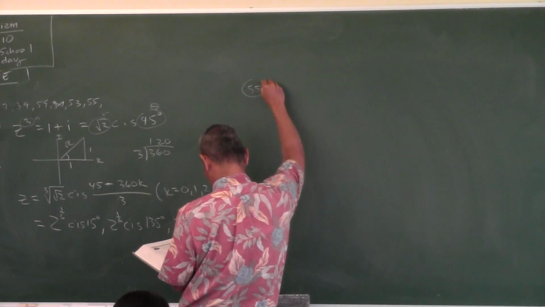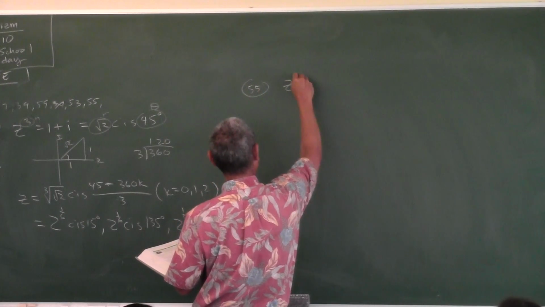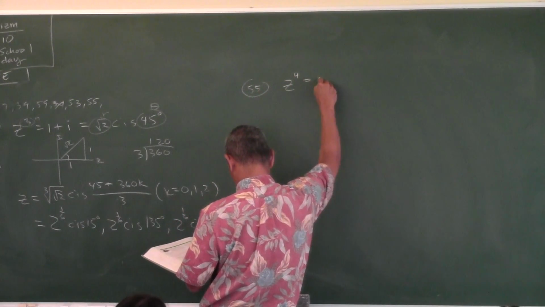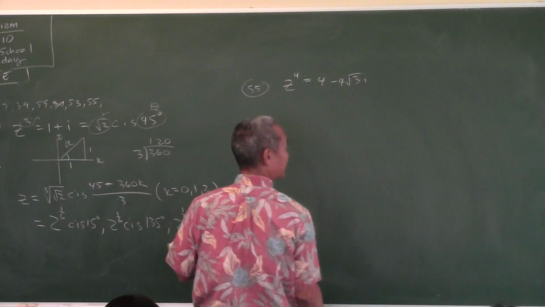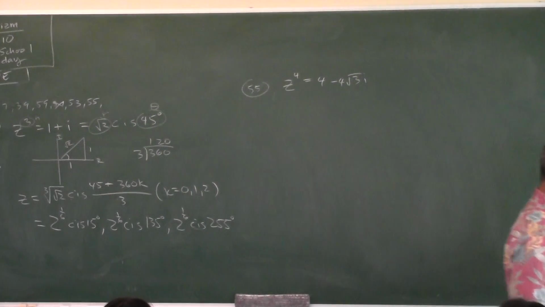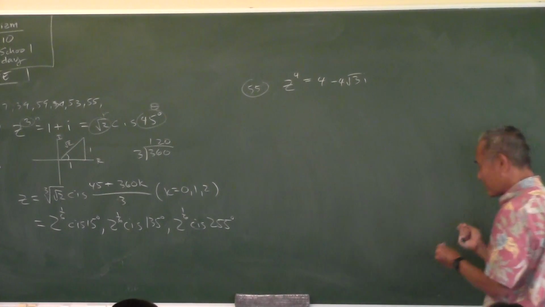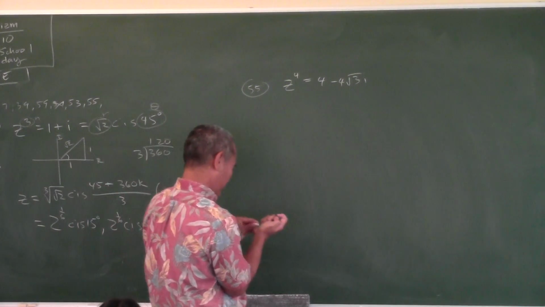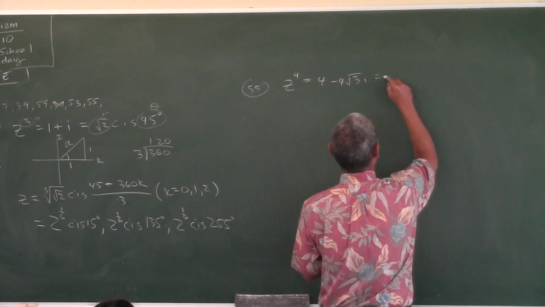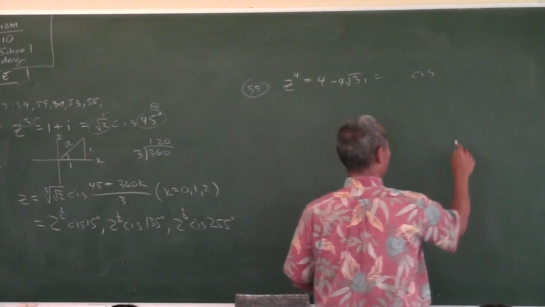Okay, 55. It says find the 4th roots of that. So, in other words, what complex number to the 4th power will give you this thing here? What's the first thing I need to do? Change it to polar form. So we need to change this to polar form. Okay, what's the fastest way? Draw the picture.